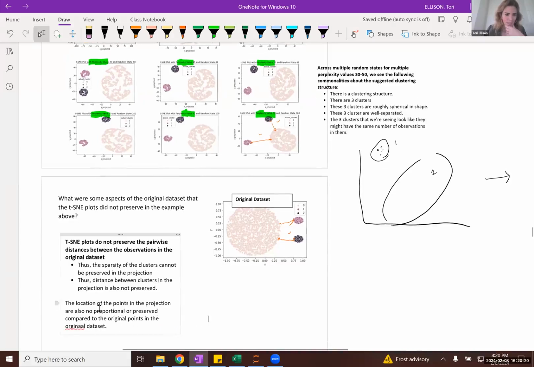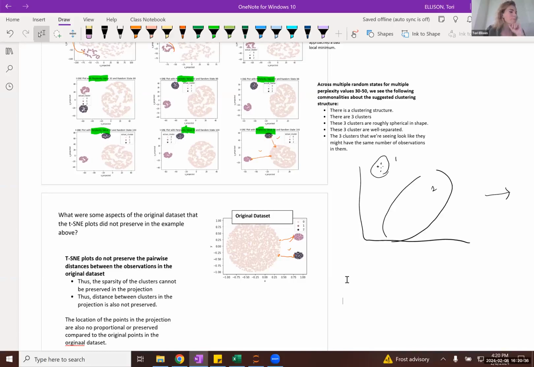Okay, so we're going to see that this lack of pairwise distance preservation between points is also going to lead to other aspects of the original data set that are not going to be preserved. And we'll explore that in just a second. But any questions on that?